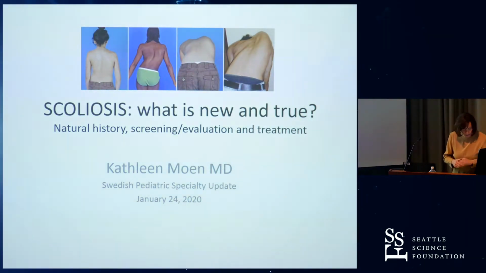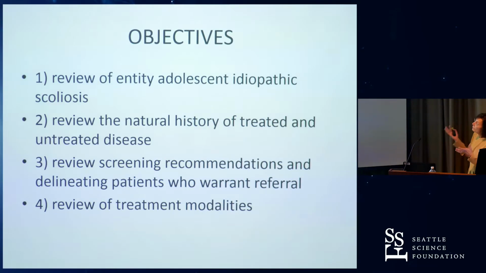But so we are going to talk about idiopathic scoliosis. And here are our objectives. We'll talk about the entity of AIS, the most frequent scoliosis that we see. We'll talk about its natural history, both treated and untreated disease. There's some newer data out there that alters things a bit as we think about it. I think this will be important. We're really going to talk about screening recommendations and which patients we think are appropriate for referral. And then some treatment modalities, old and new.